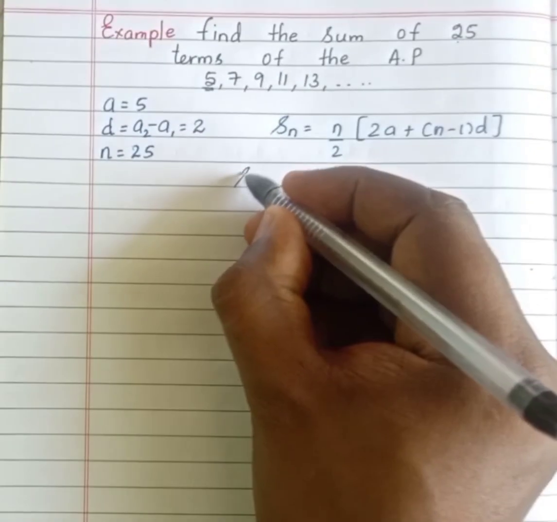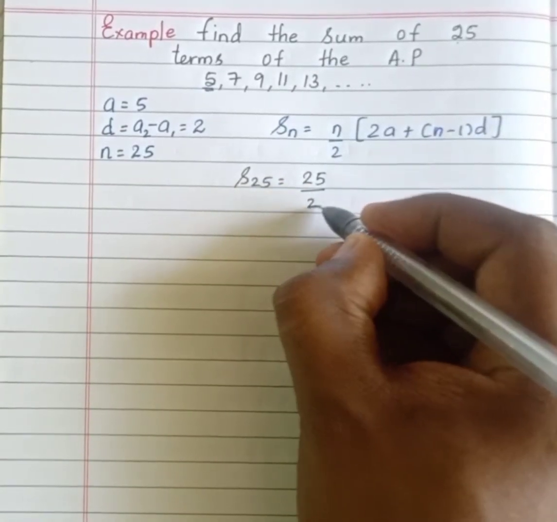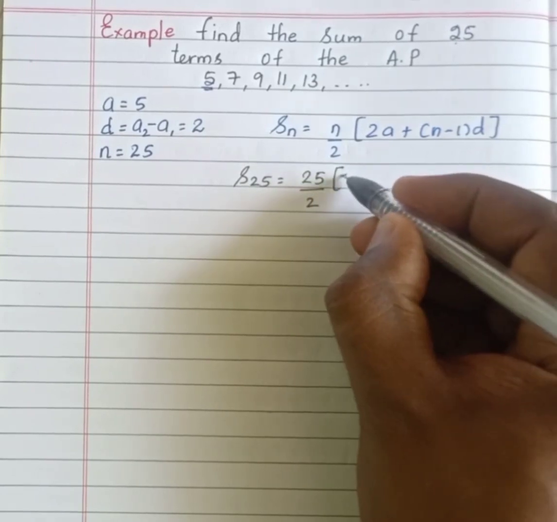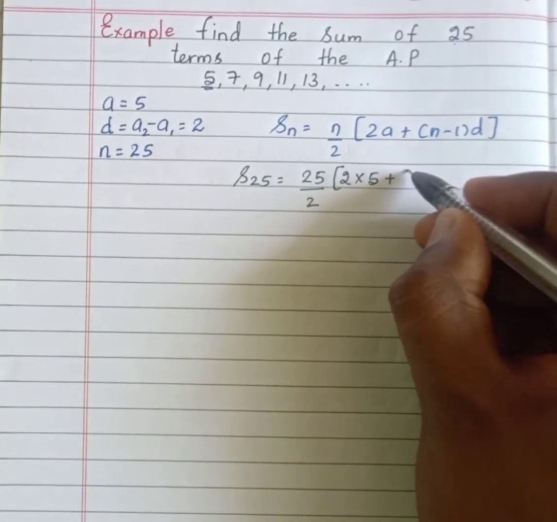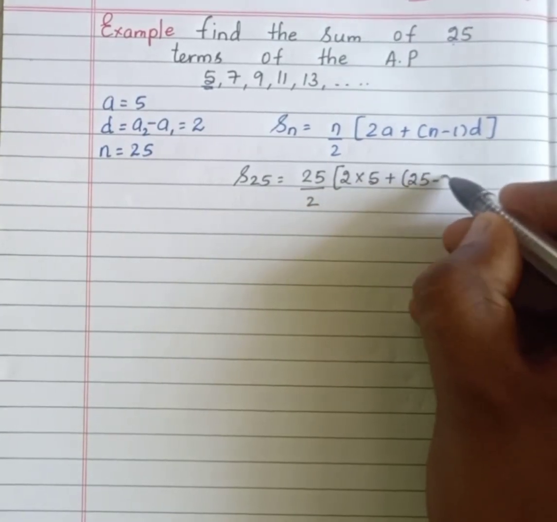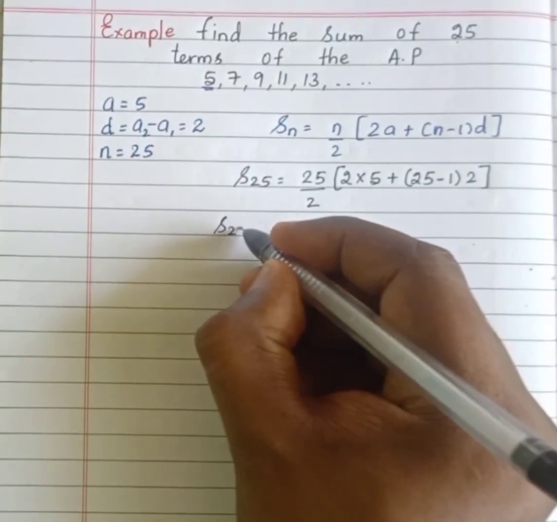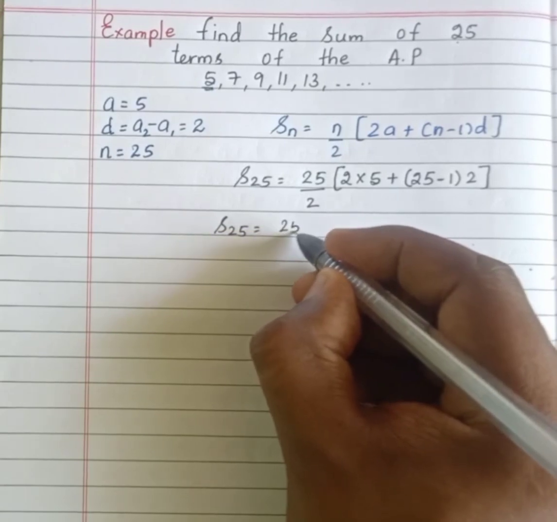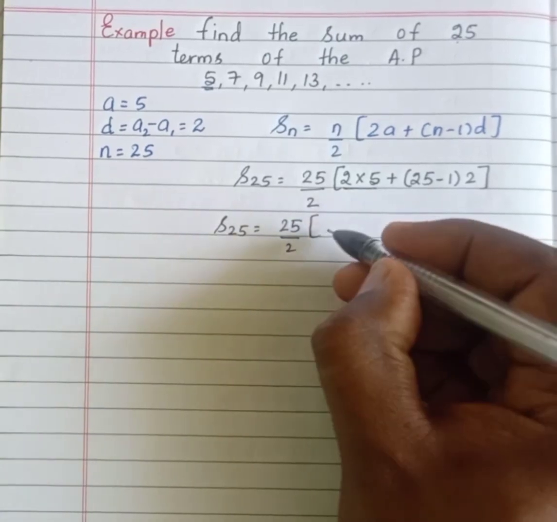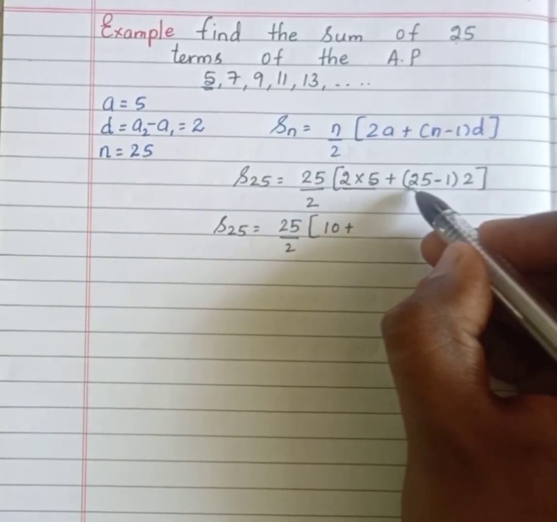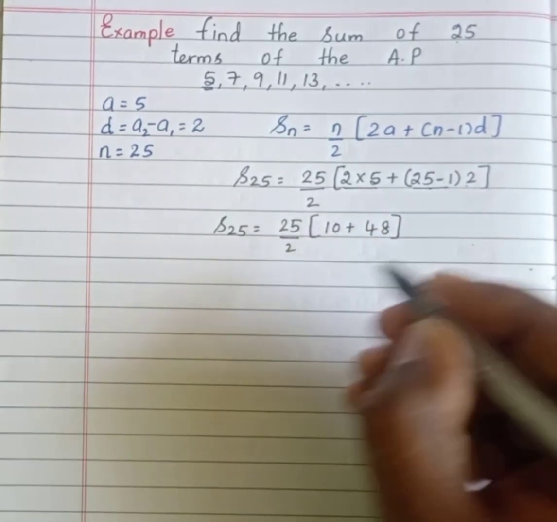We get S25 equals 25 by 2. In place of n, I write 25, into 2 into a, which is 5, plus n minus 1, that is 25 minus 1, into the value of d, which is 2. So Sn equals 25 by 2 into (2 into 5 plus (25 minus 1) into 2). Now S25 equals 25 by 2, 2 fives are 10, plus 25 minus 1 is 24, into 2 is 48.